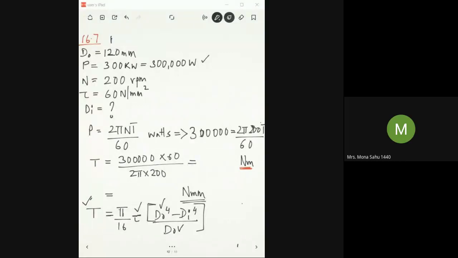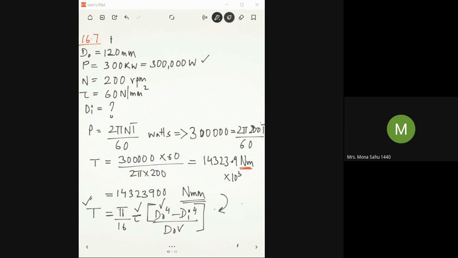Okay, so you must have got 14,323.9. So if you want to convert this, you need to multiply it by 10 power 3 into mm. Okay, so you will get 14,323,900. Okay, so you need to substitute this here.